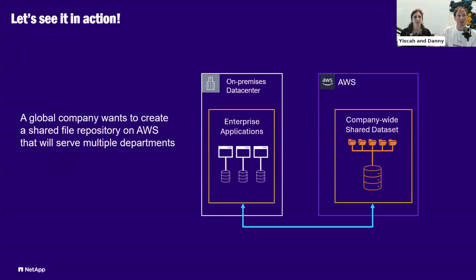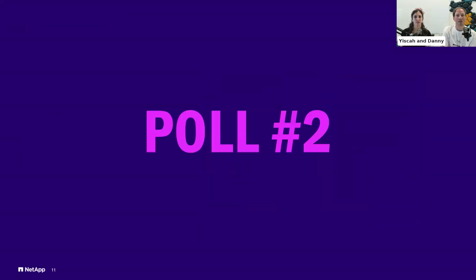Okay, so I think it's time to see it in action. Through this webinar, we're going to a global company that wants to create a shared file repository on AWS. They already have an on-premise data center with on-premise file servers, and they want to expand to AWS. And the first step is to create a company-wide shared data set and to see how they can use Workload Factory to plan and deploy and operate it.